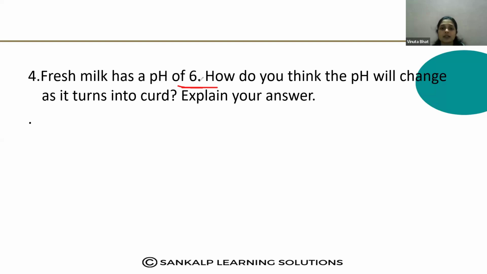The lactose will convert into lactic acid in the presence of bacteria. So that lactic acid makes the milk into curd. The pH changes slightly in that process.